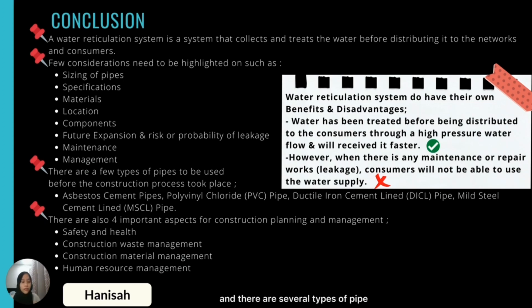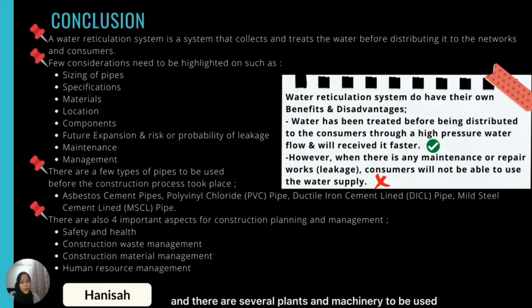And there are several types of pipe to be used in this project, such as asbestos cement pipe, polyvinyl chloride PVC pipe, ductile iron cement lined DICL pipe, and mild steel cement lined MSCL pipe, which include a variety of jointing to be used. And the construction process started with surveying work and setting out of the proposed site area up till the testing of pipe before the pipe can be used.